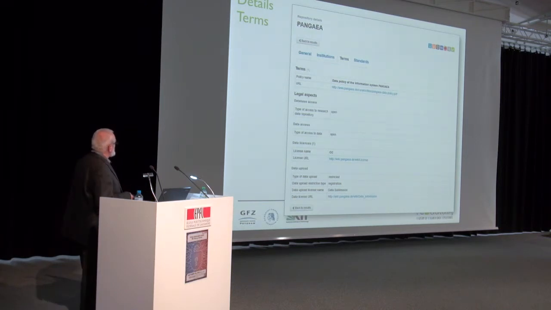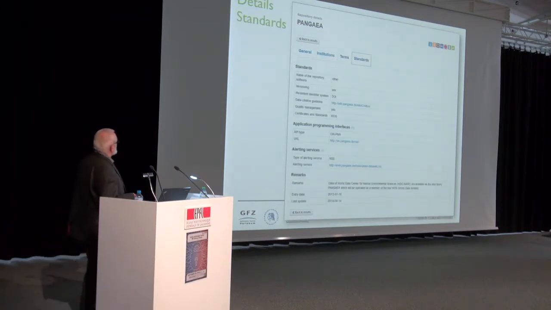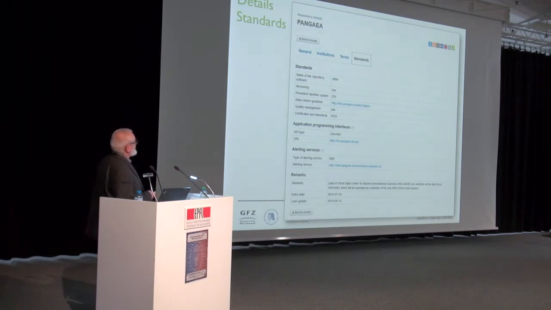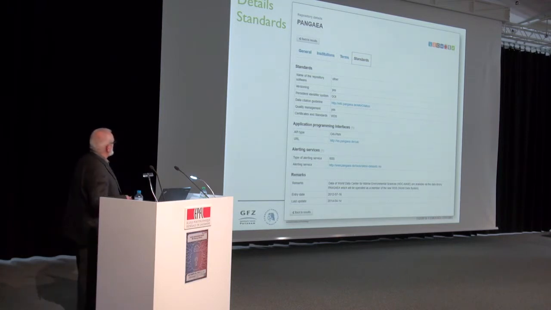Terms, legal aspects, very important. For example here, licenses. Also, wherever it is possible, the URLs of our characteristics, like here too. This is now Pangea. Standards. Name of the software. We have been asked which is the most frequent software we have. It's DSpace, for example. It's the most frequent software of data research repositories. We have here programming interfaces, alerting services, and also remarks, especially for the editorial team.